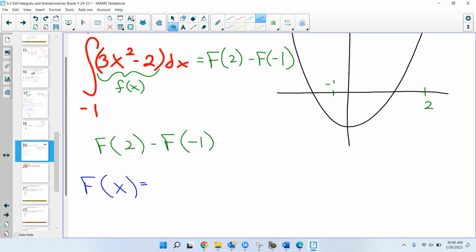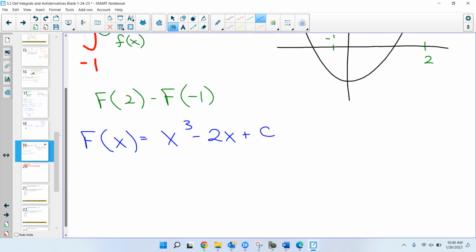Add 1 to the exponent, divide by the new exponent, x to the third, minus 2x plus a constant. How can I check that? So I went up a layer to position. How can I check it? Take the derivative. See if you get where you started. Right? 3x squared minus 2. Awesome.